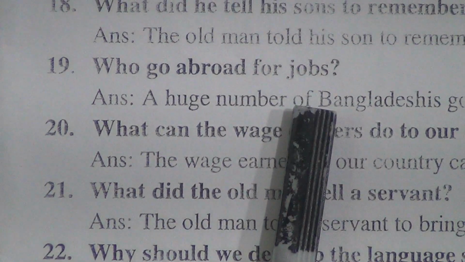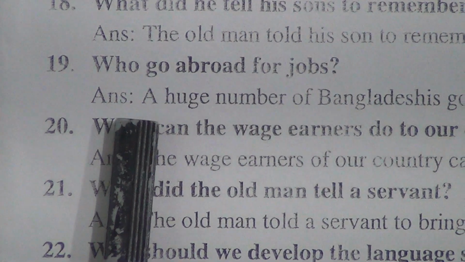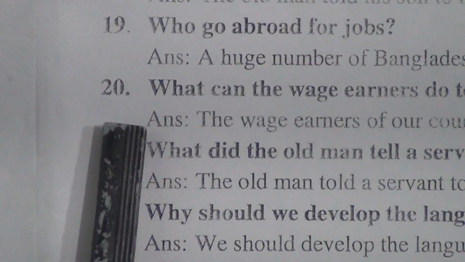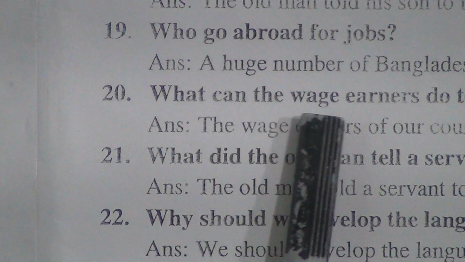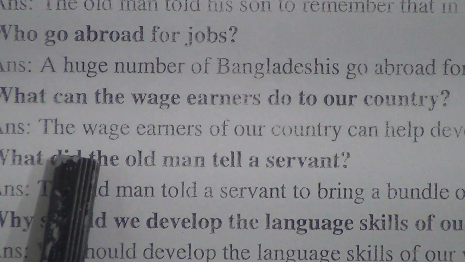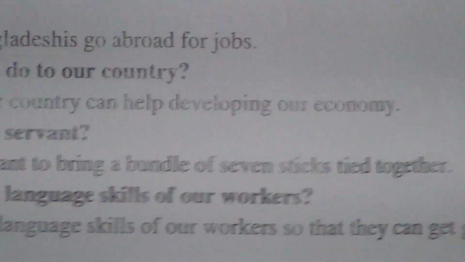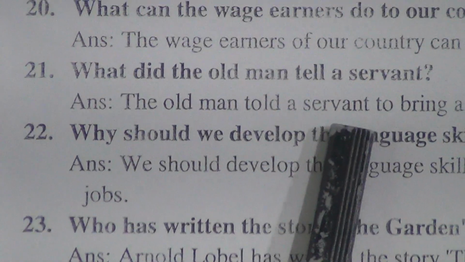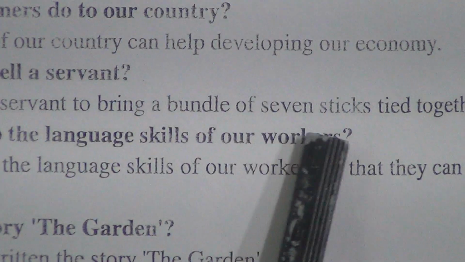Number 19, who go abroad for jobs? Answer: a huge number of Bangladeshis go abroad for jobs. Number 20, what can the wage earners do for our country? Answer: the wage earners of our country can help develop our country. Number 21, what did the old man tell a servant? Answer: the old man told a servant to bring a bundle of 7 sticks tied together.